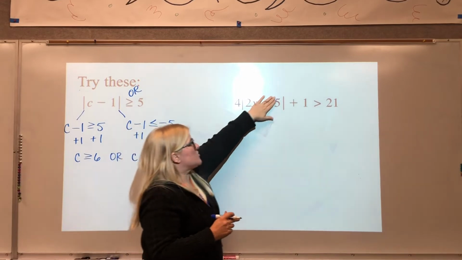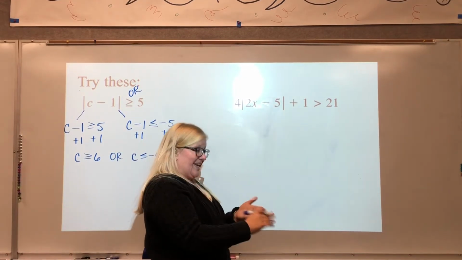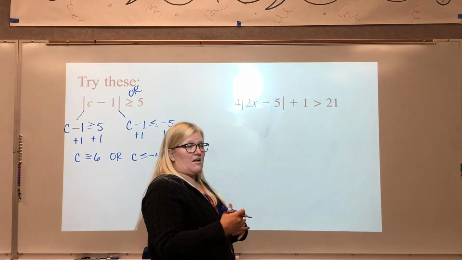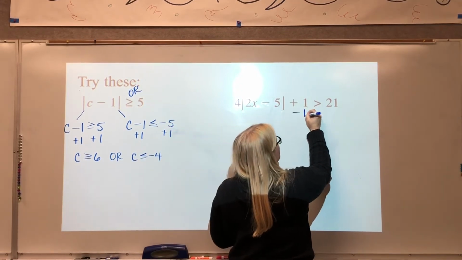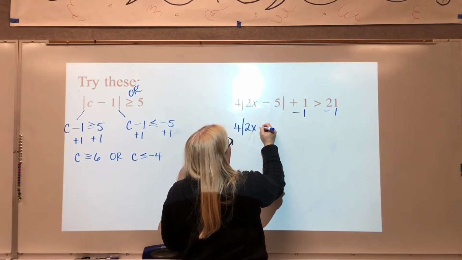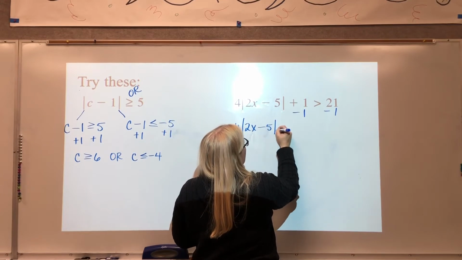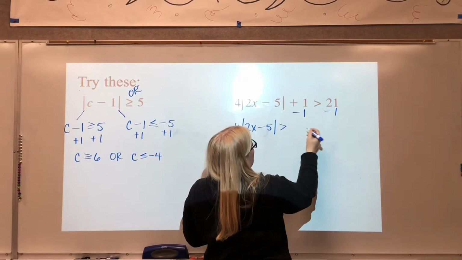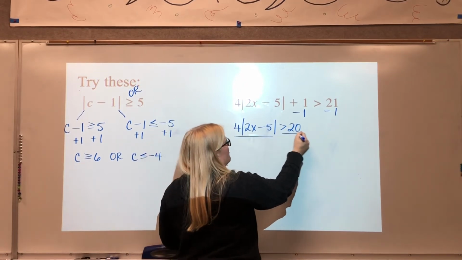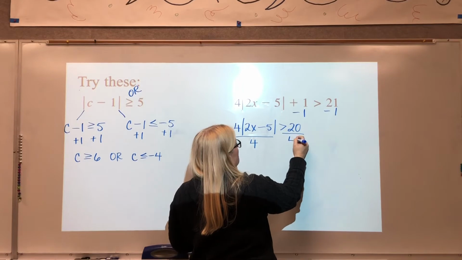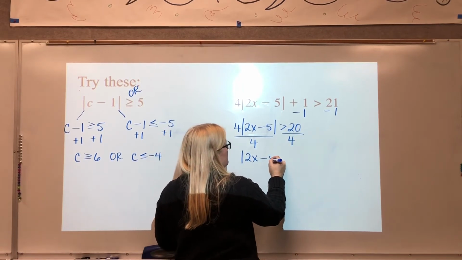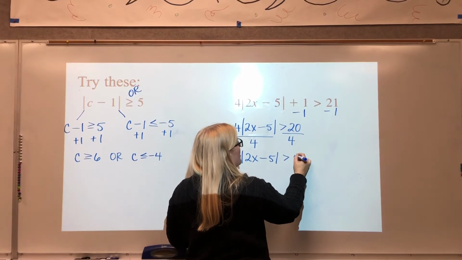All right, this one's a little trickier. Hopefully you got it. First thing I'm going to do, I've got to get the absolute value by itself. So the first thing I'm going to do is subtract 1 from both sides. That gives me 4 times the absolute value of 2x minus 5 is greater than 20. Okay? It's still not by itself, so now I'm going to divide both sides by 4. Okay? So I've got the absolute value of 2x minus 5 is greater than 5.